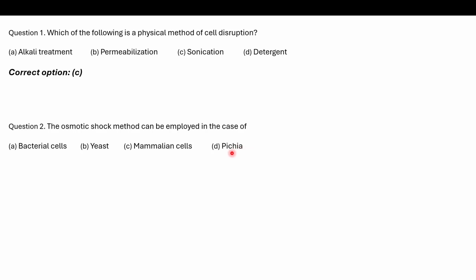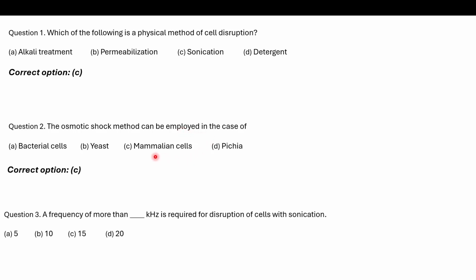Okay, this is also a type of fungal cell. Okay, I think a species of yeast probably. Okay, so mammalian cells also have additional layers, but mammalian cells only have a plasma membrane. So the osmotic shock method can be employed in case of mammalian cells, right? Okay. Now for sonication, high frequency sound waves are created. So a frequency of more than dash kilohertz is required for disrupting cells during sonication. Can anyone answer?